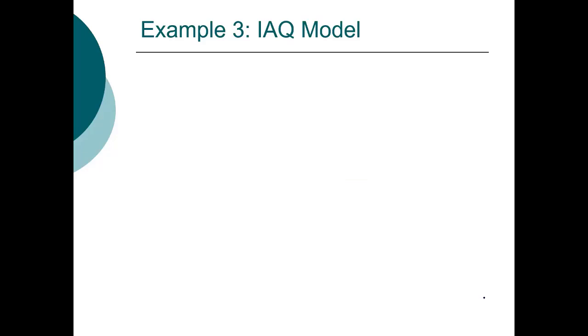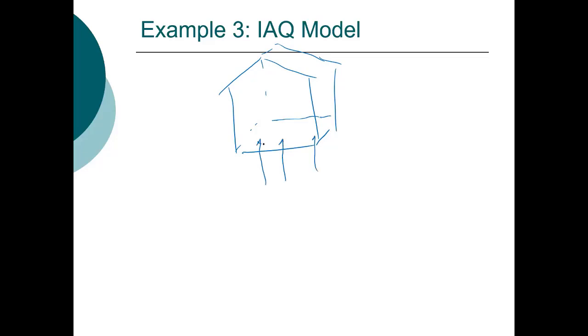So again, let's initially just draw a picture. I'm going to draw this so that we have an area. So what we've said is that the geological materials are emitting radon at a rate of 1.0 picocuries per meter squared per second. So this is our source term.